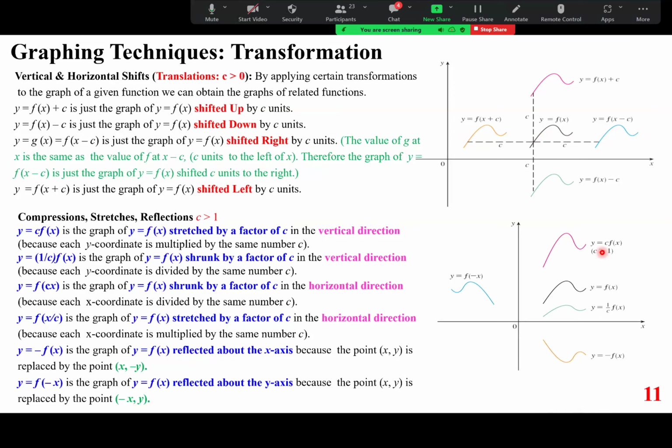If you multiply f of x by c being larger than 1, it stretches by a factor of c. If you divide it by c, it shrinks by a factor of c. Negative f of x flips over with respect to x. f of minus x flips over with respect to y. That's the idea about transformations.